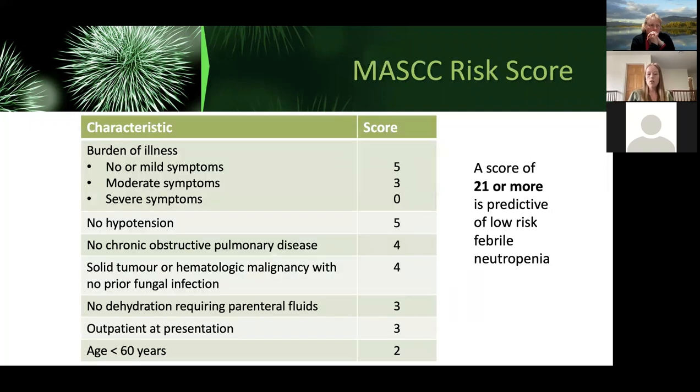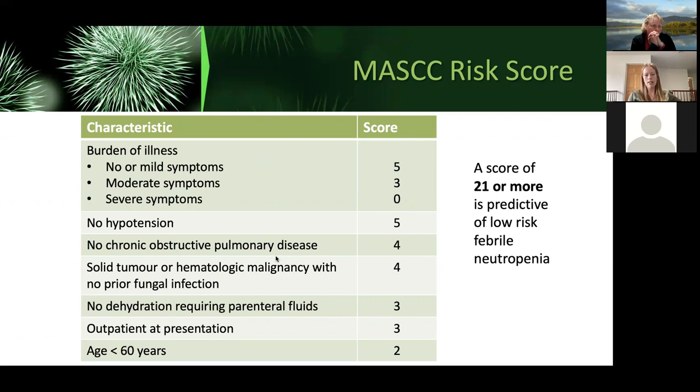Okay. So the first scoring tool that I'll just bring your attention to is the MASCC risk score. This was developed to try to identify patients at low risk for febrile neutropenia complications. There's several characteristics they look at: the burden of illness, what degree of symptoms they have, if they're hypotensive, and some of their chronic comorbidities are here for whatever reason.